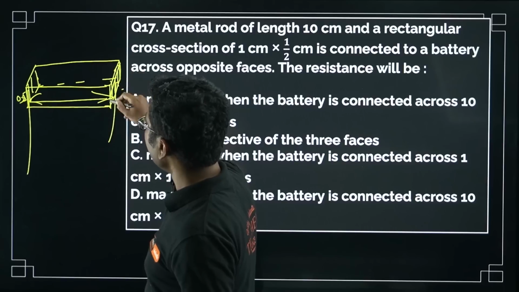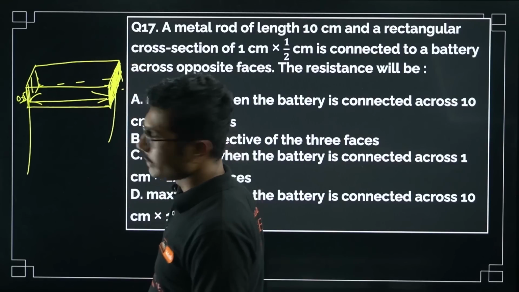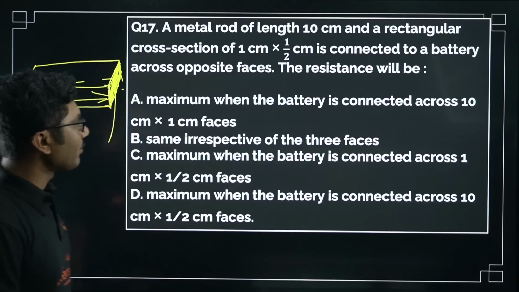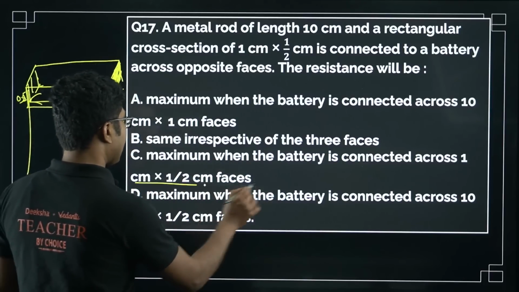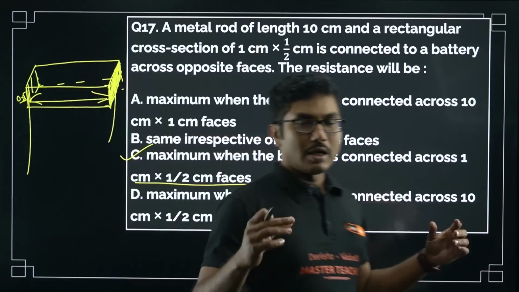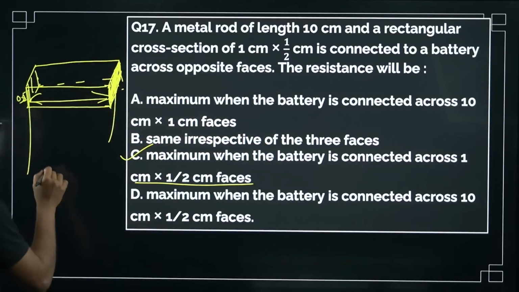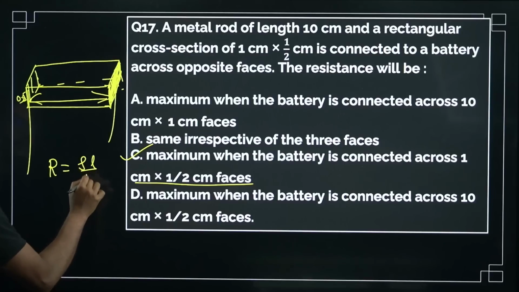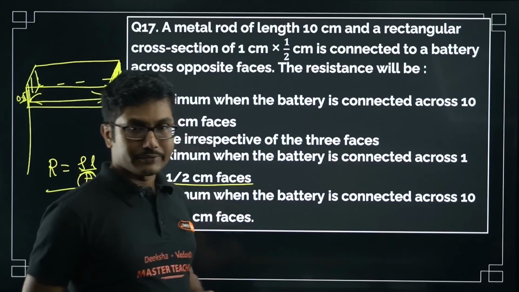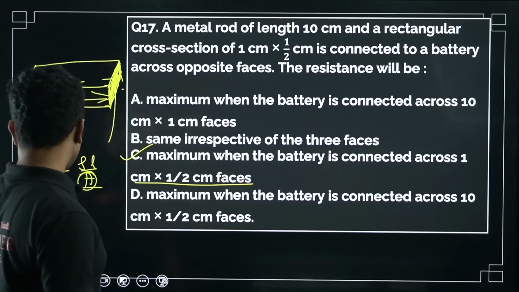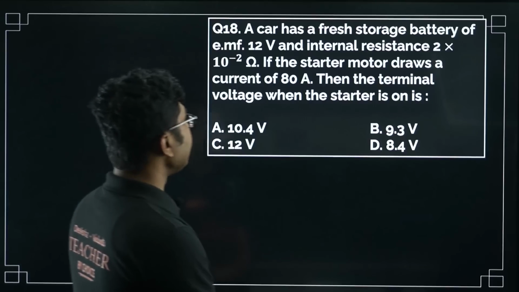So if the battery is connected across the faces of half centimeter times 1 centimeter, this is the point where you will see maximum length and minimum area, because the resistance is given by rho L by A. If you want maximum resistance, you need minimum area and maximum length. This is the case where you will get the answer.